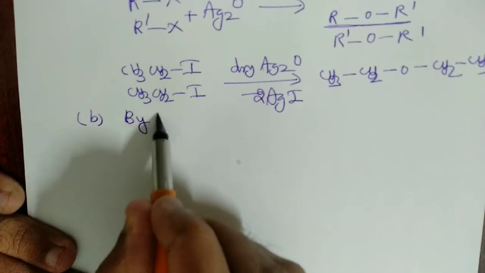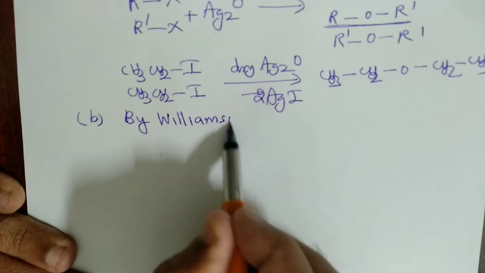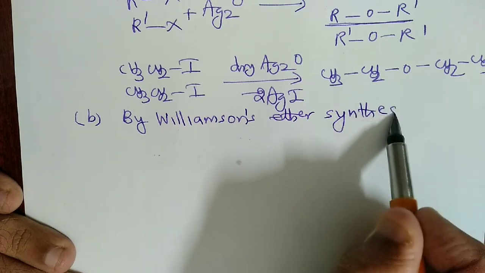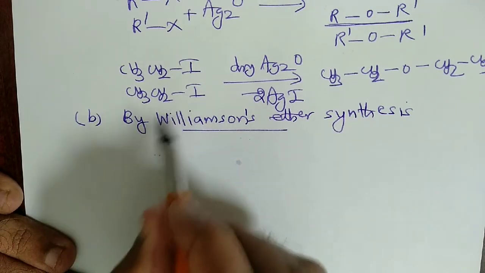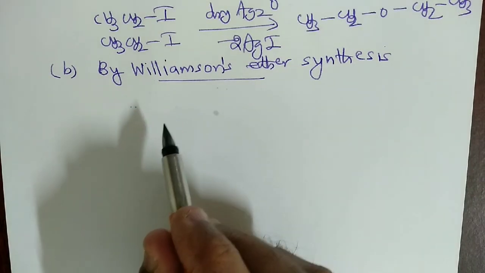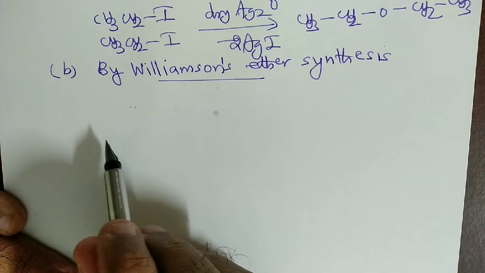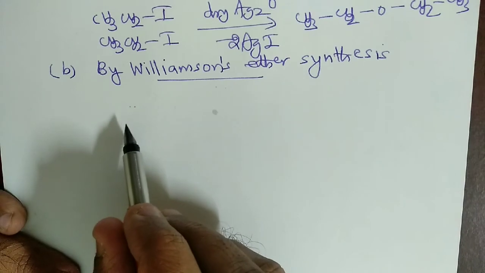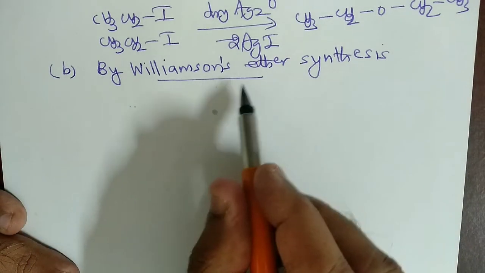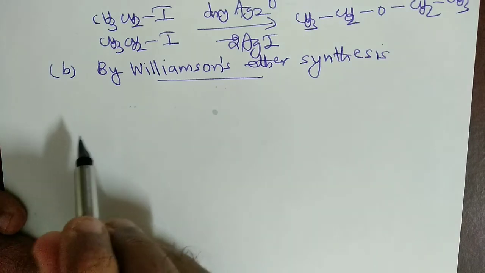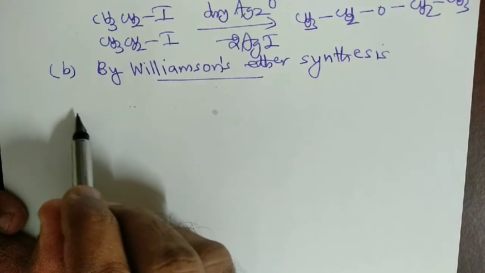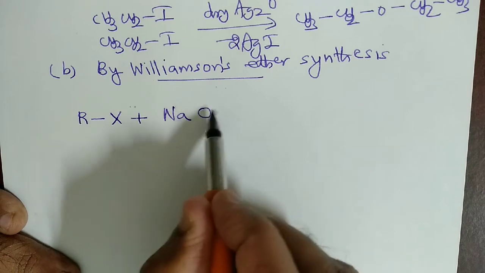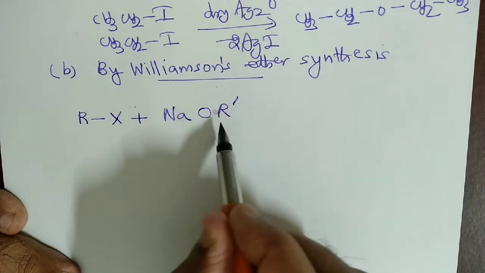By Williamson's ether synthesis, both symmetrical and unsymmetrical ethers can be prepared from alkyl halides. It is a nucleophilic substitution reaction following the SN2 mechanism. Alkyl halide is treated with sodium or potassium alkoxide or phenoxide.